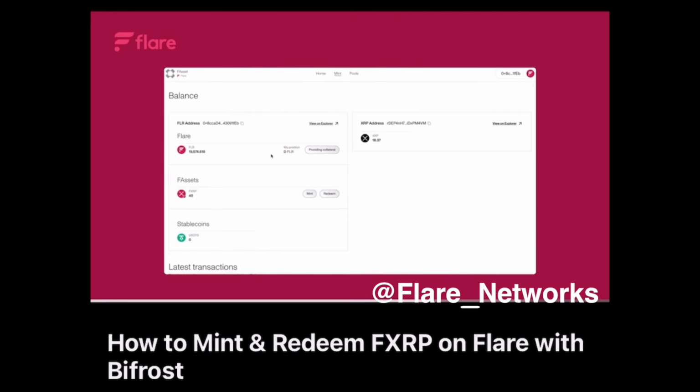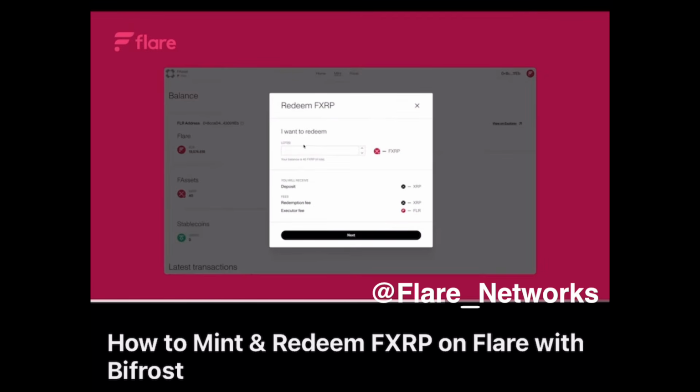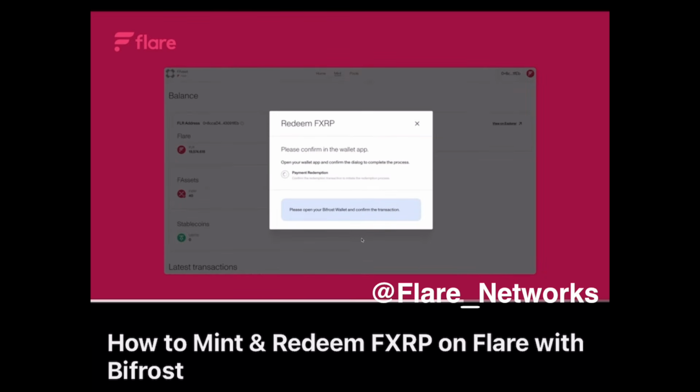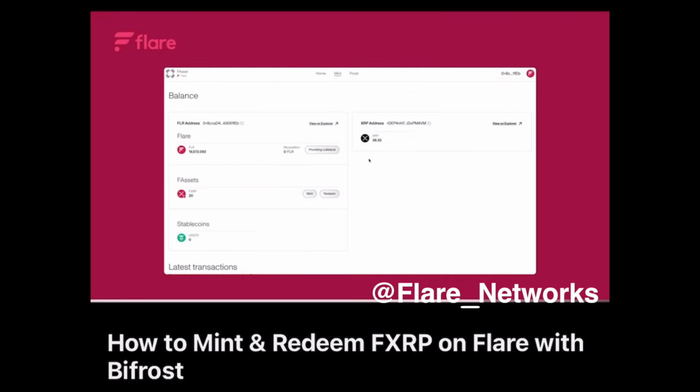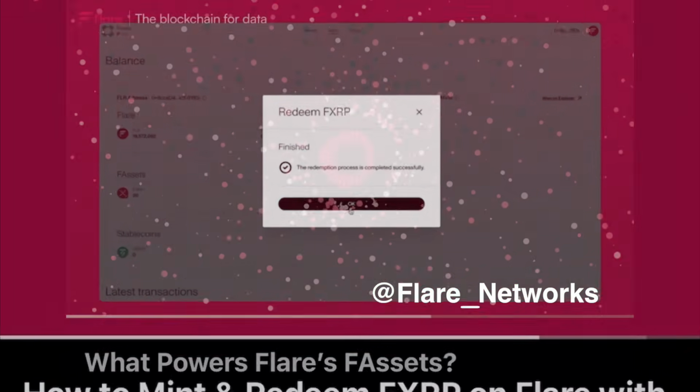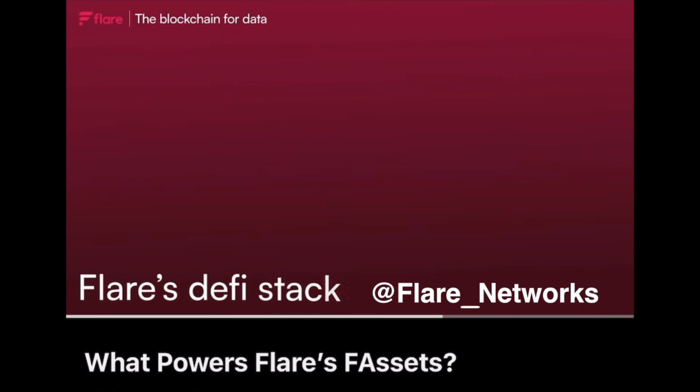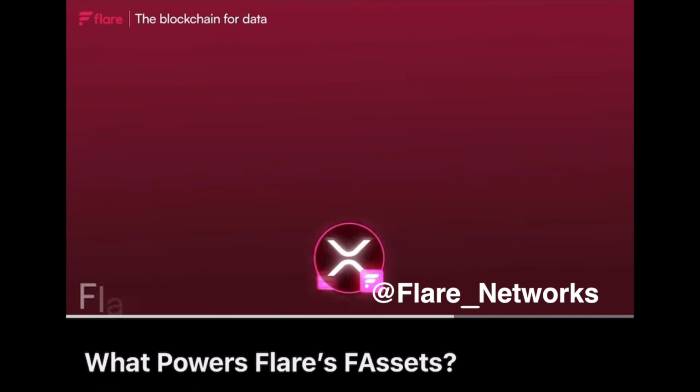To redeem your FAssets, click Redeem. Select number of lots to redeem. Check all the numbers. Click on Next. Confirm the transaction in your wallet, and wait a few minutes for the process to complete. Refresh the page once done. Finished. Once you have FXRP, you can put it to work across DeFi apps on Flare.